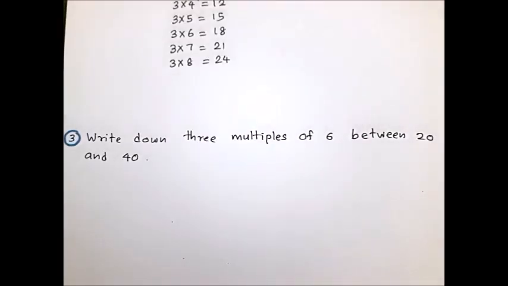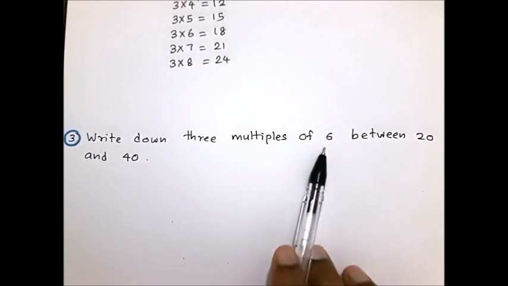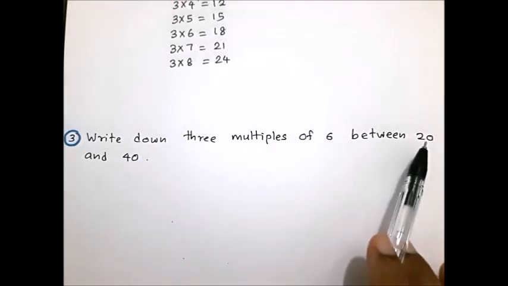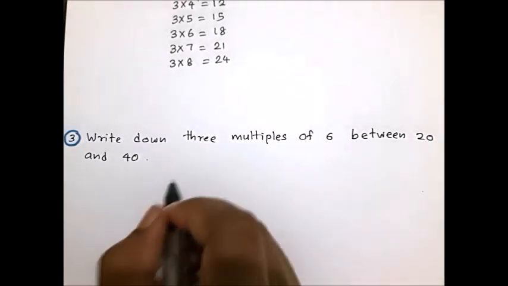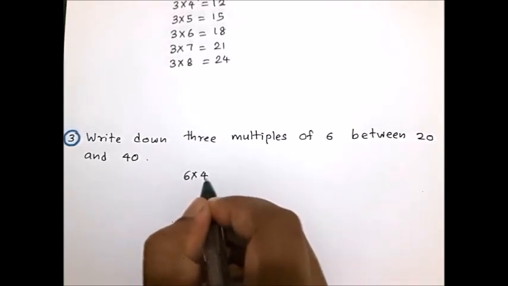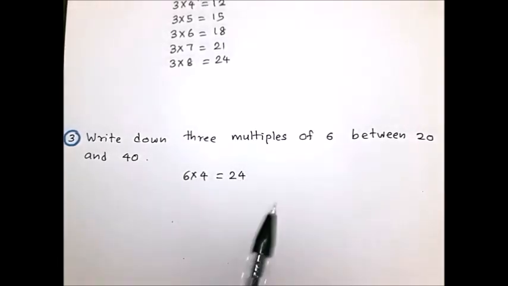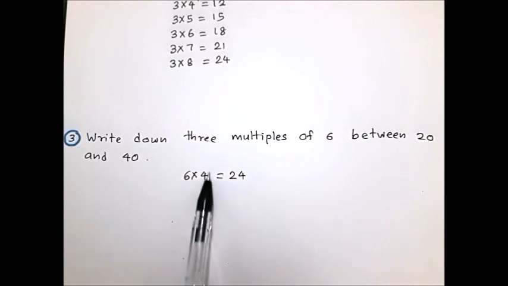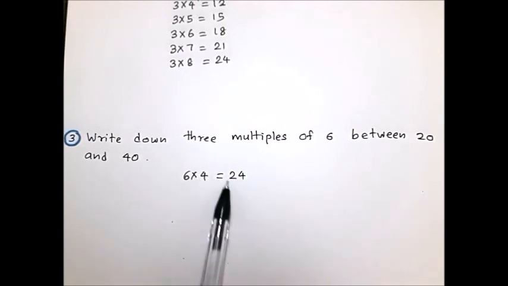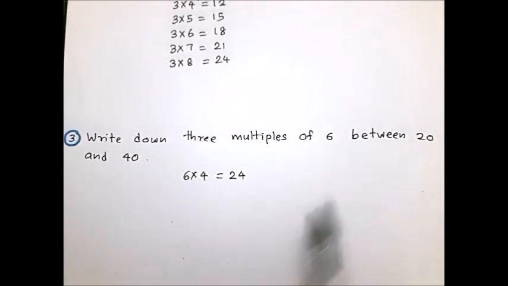Now the third question. Write down 3 multiples of 6 between 20 and 40. Multiples of 6. You have to write numbers greater than 20. So the first one is 6 multiplied by 4. It is 24. This is the fourth multiple of 6. It is 24, greater than 20.